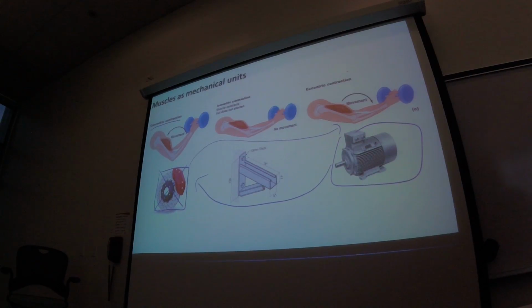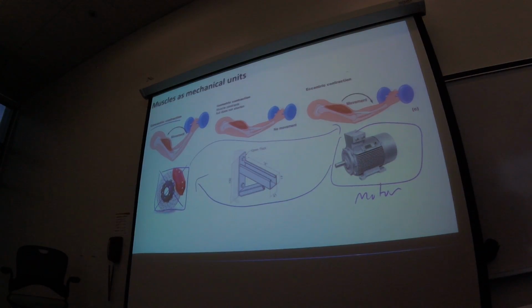But a concentric contraction acts like a motor. A motor produces mechanical energy, and it can push an object a certain distance. That's what a motor does. It outputs mechanical work, or mechanical energy, you can think about it. So I can move this thing from here to here because I'm doing a concentric contraction.